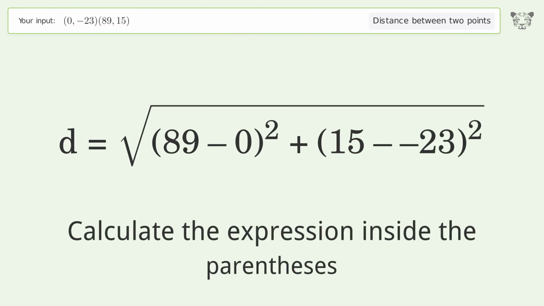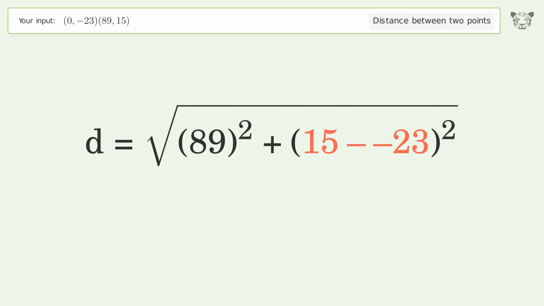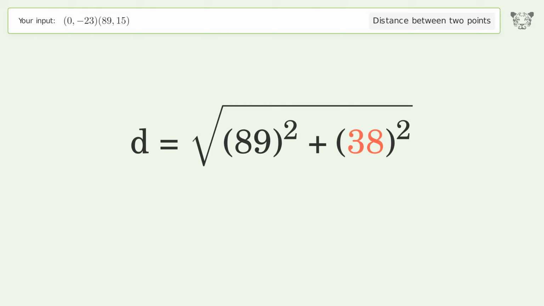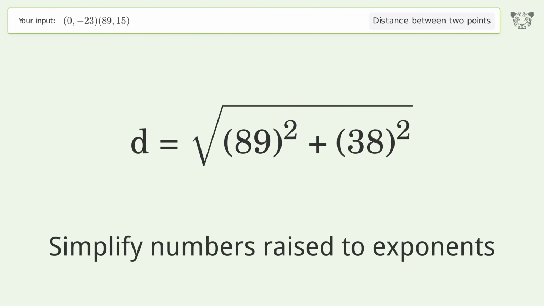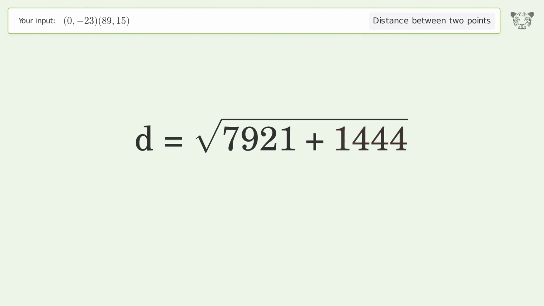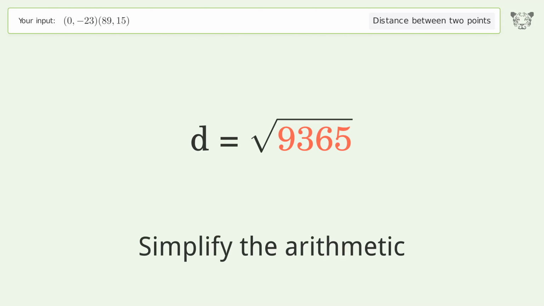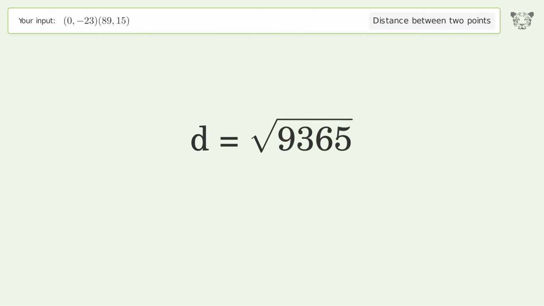Calculate the expression inside the parentheses. Simplify numbers raised to exponents. Simplify the arithmetic. And so the distance between the 2 points is the square root of 9,365, or 96.773.